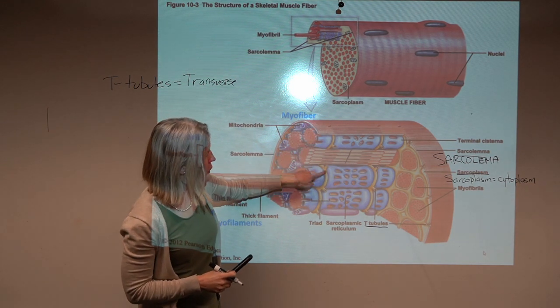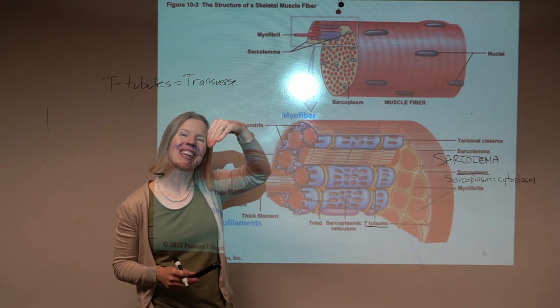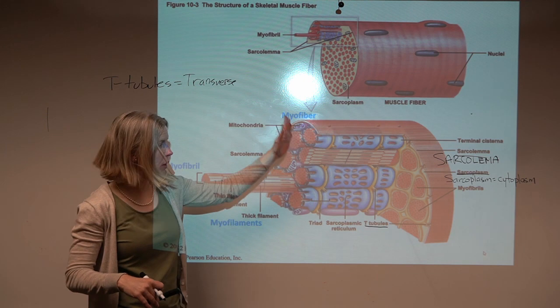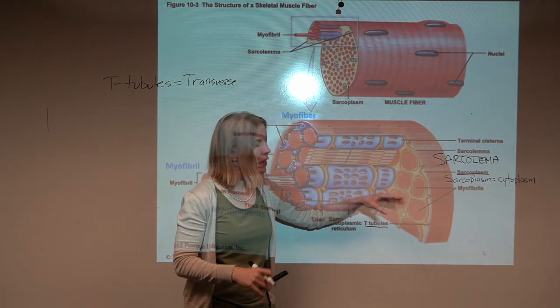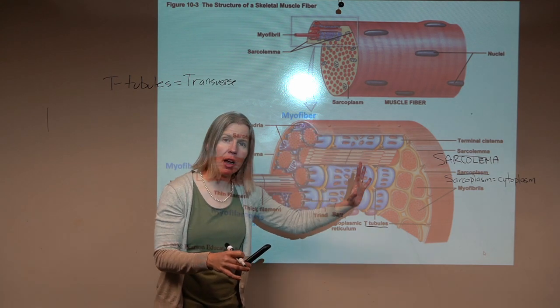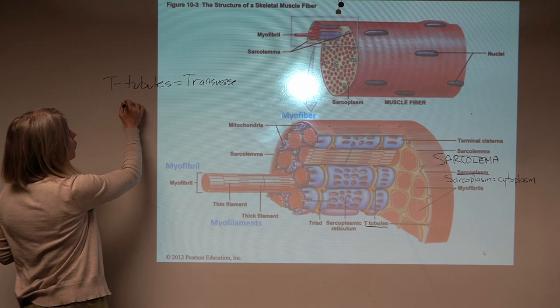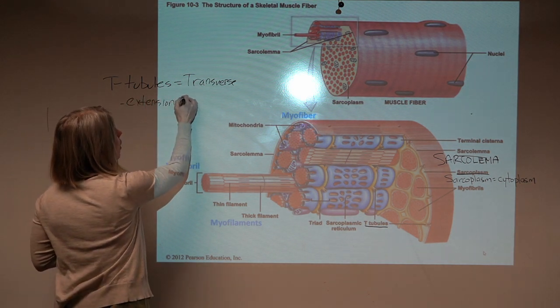The T-tubules are shown here in yellow, and the T-tubule is just an extension of the sarcolemma diving through the cell, going all the way across it. I like this picture here. You can see how it makes kind of this web, this network as it cuts across the cell, right? Again, these T-tubules are extensions of the sarcolemma.